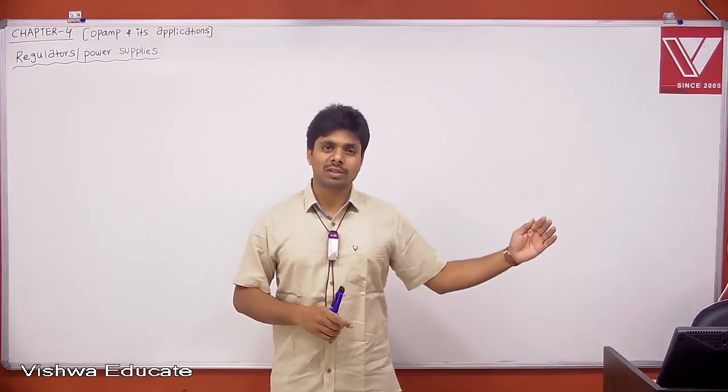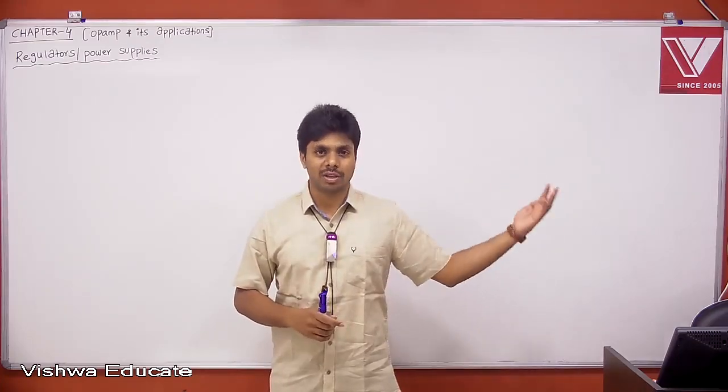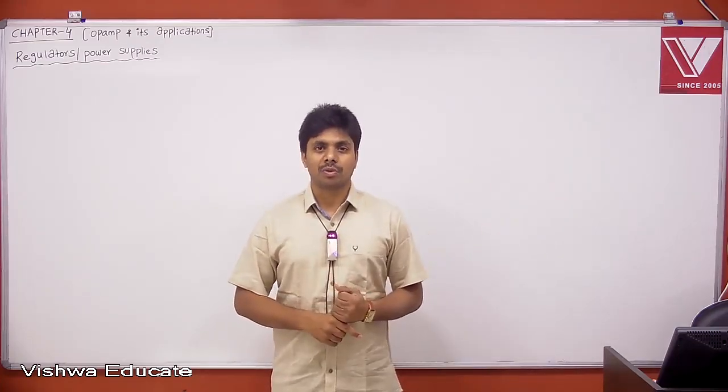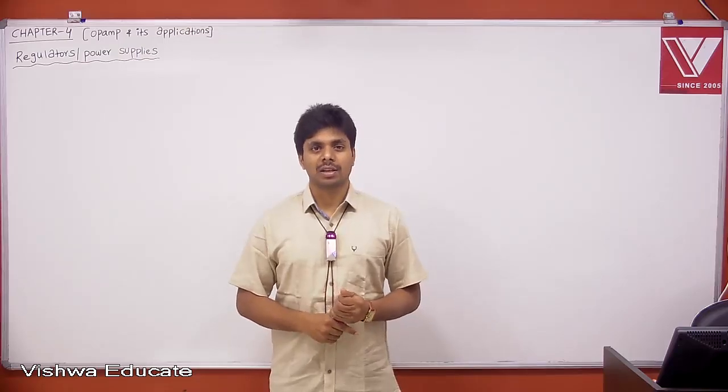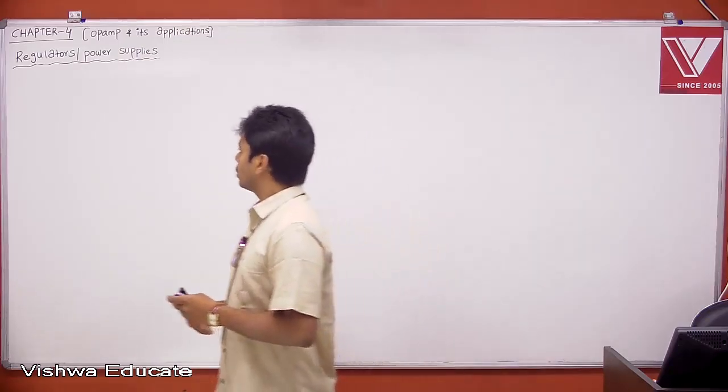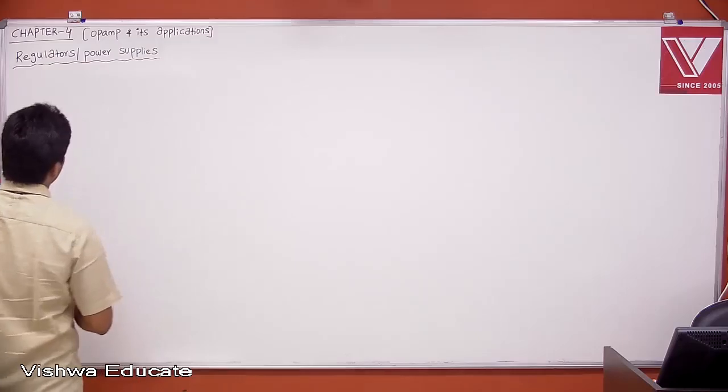Similarly, the job of a regulator circuit in our electronics is that, irrespective of the load variation, irrespective of the source voltage variation, people call it line voltage variation, I am expecting the output voltage to be constant. Okay. Now let us look at the block diagram.